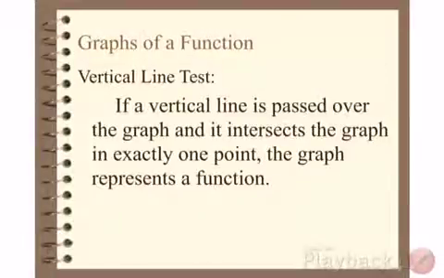So with the graphs of a function, you can check using the vertical line test. If a vertical line is passed over the graph and it intersects the graph at exactly one point, the graph represents a function. So we're going to look at that now.